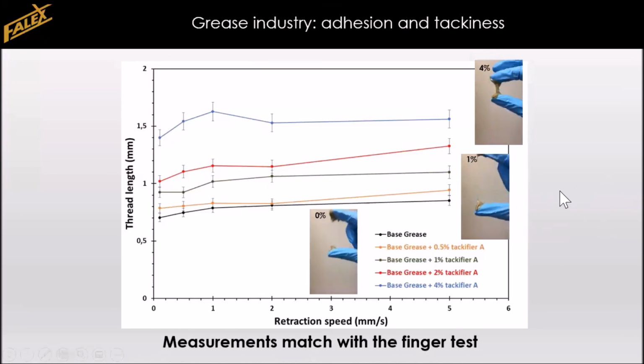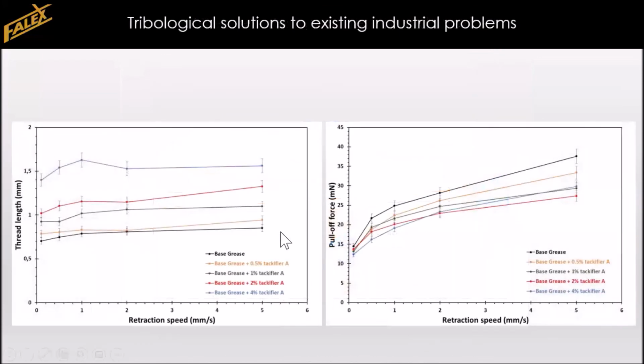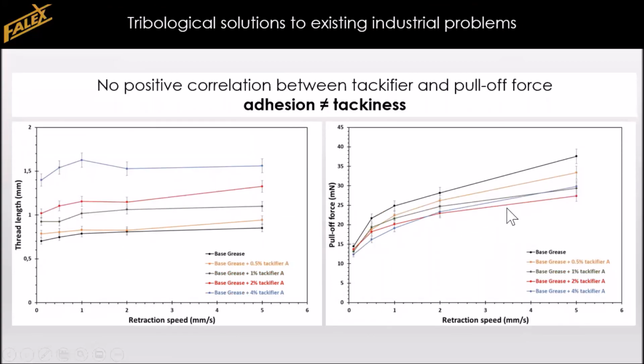As we are doing this research, we have also discovered that while thread length is increasing with tackifier percentage, in this curve right here, this does not necessarily mean that the pull-off force is increasing gradually with tackifier percentage. And we see that in fact the pull-off force is decreasing with tackifier, but also jumping up and down a little bit. There is no direct correlation between the pull-off force of a grease and its tackiness.